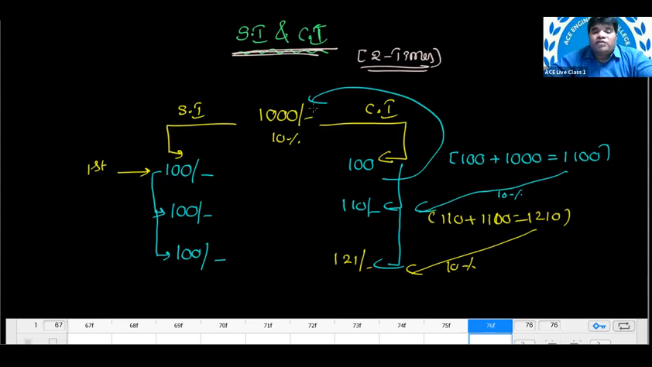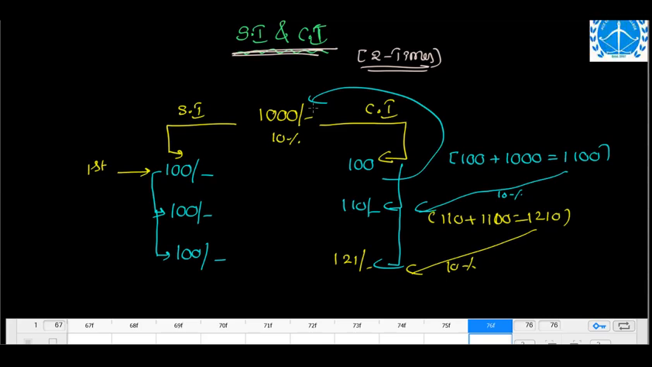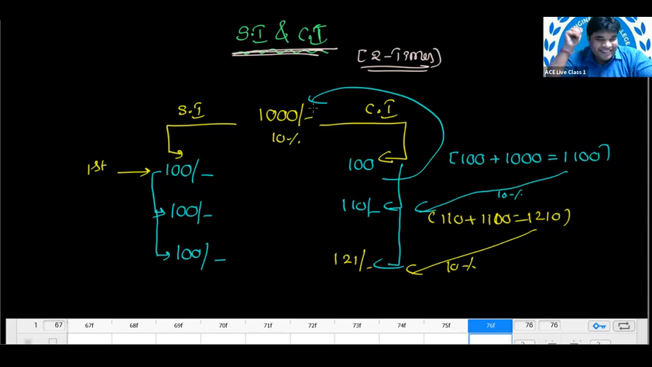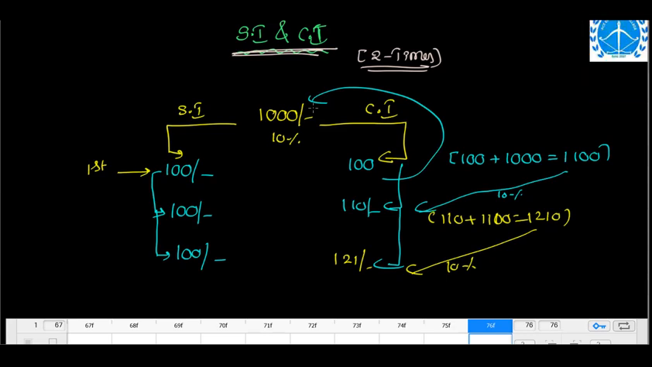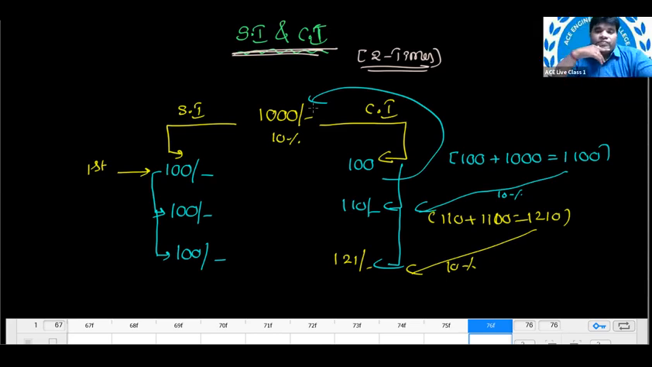So simple interest for 1 year is 2,000. For 2 years, what happened? Tell me. 4,000. For 5 years, 10,000. For 10 years, 20,000. So compound interest: first year 2,000.